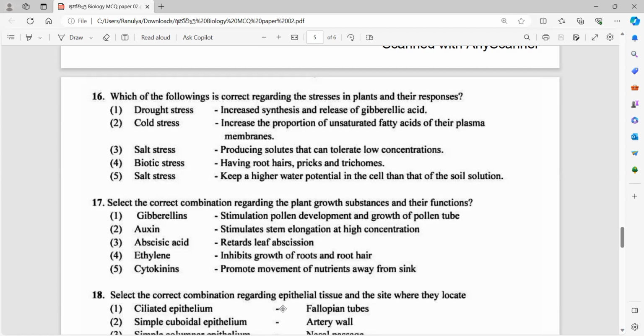Having root hairs, pricks and trichomes, that is incorrect, right? Thorns, pricks and trichomes, not root hairs. Thorns are what they have; root hairs are for absorbing water, so that one is wrong. Soil stress: keep higher water potential in the cell than that of soil solution. If that happened, what would happen? Water would go out of the cells of the plant, and the cells would shrivel up. If that happens, the plant wouldn't grow. That is what we prevent, right? So that is also incorrect. So for the 16th question, the answer should be the second answer.